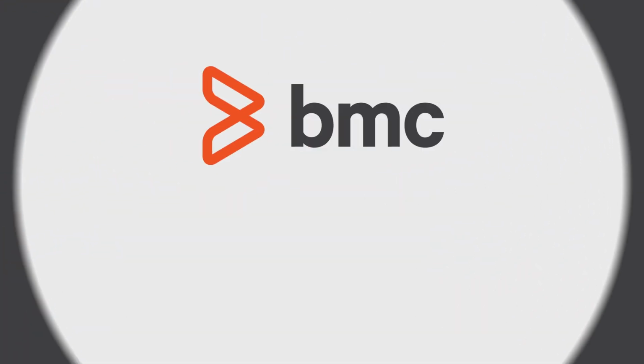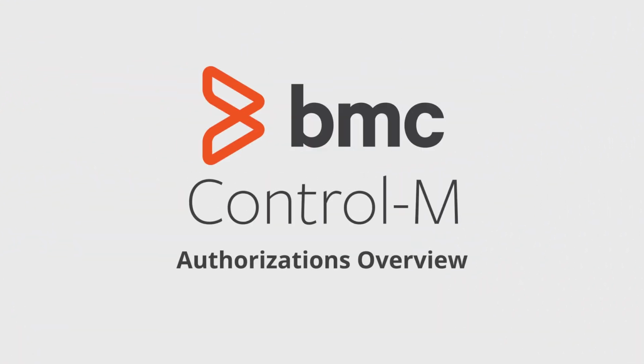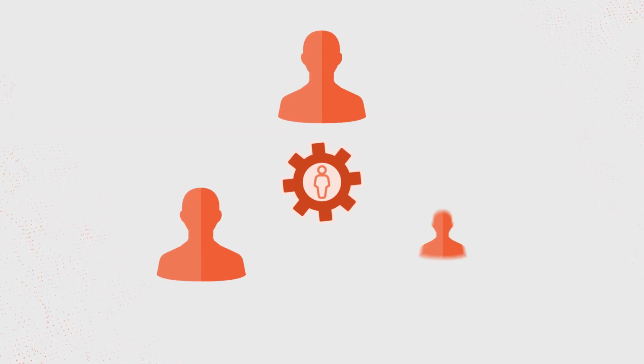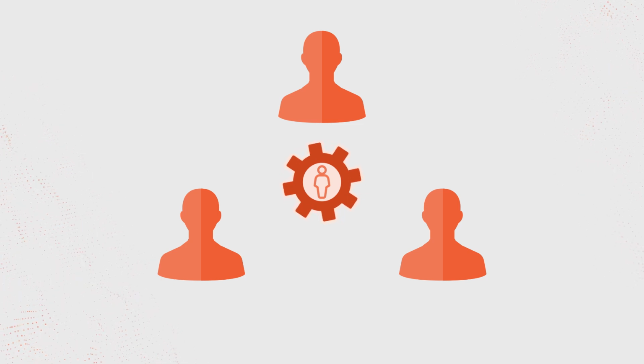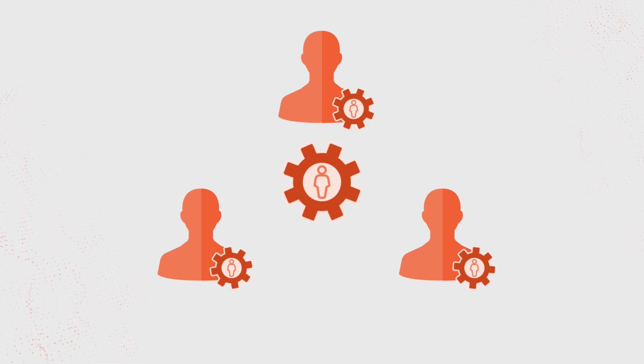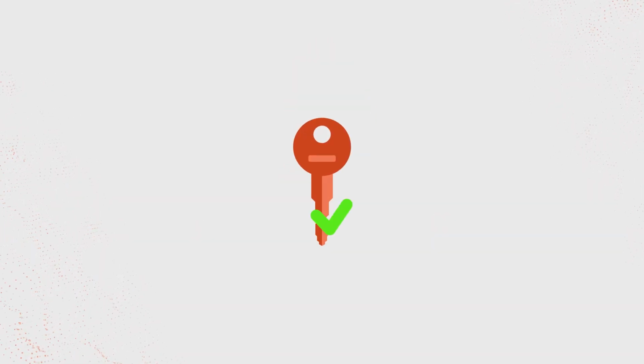Welcome to the Control-M Authorizations overview video. In this video, you will learn how to manage authorizations. In Control-M, you can define different levels of access and authorization for different users. You achieve this by defining roles and then assigning users to those roles. A role is a set of rules that define the level of access and authorization in the Control-M environment.